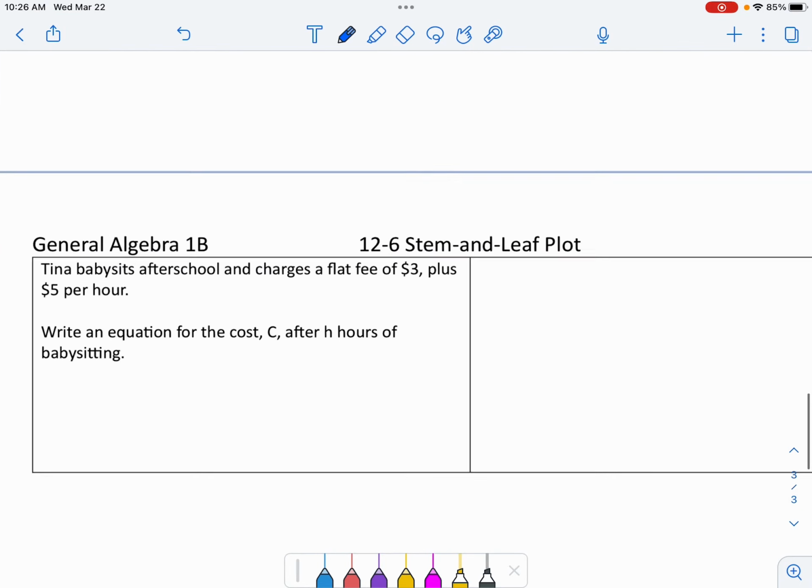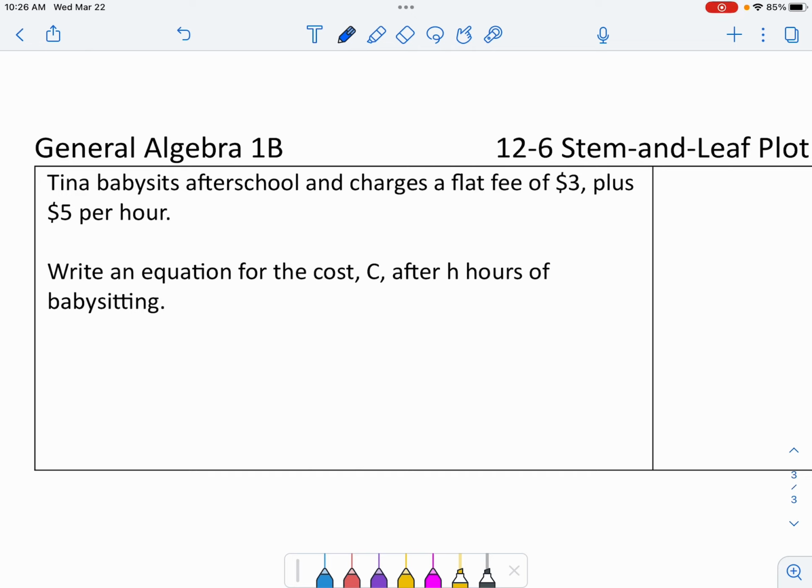All right, last one, I'm sorry. Tina babysits after school and charges a flat fee of $3 plus $5 per hour. Look, C is the cost and H is hours. Good. C equals $5 every hour plus her flat rate of $3. Maybe that covers, I don't know, the gas to get to the house.